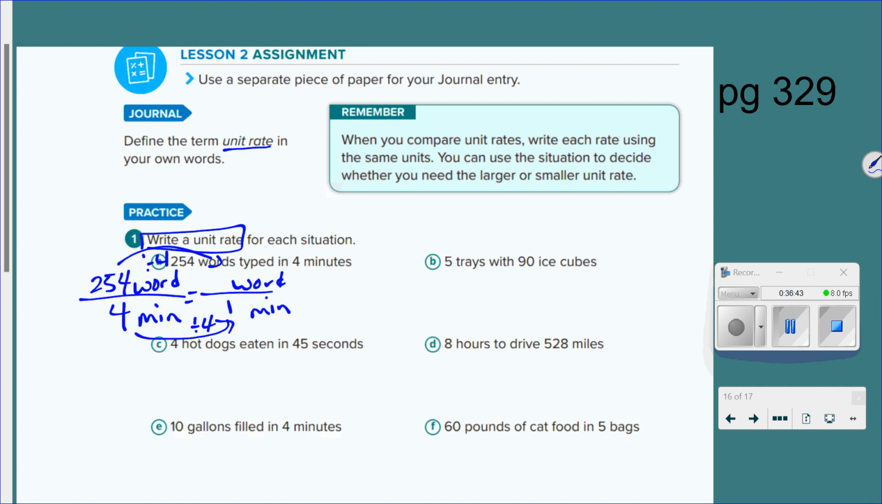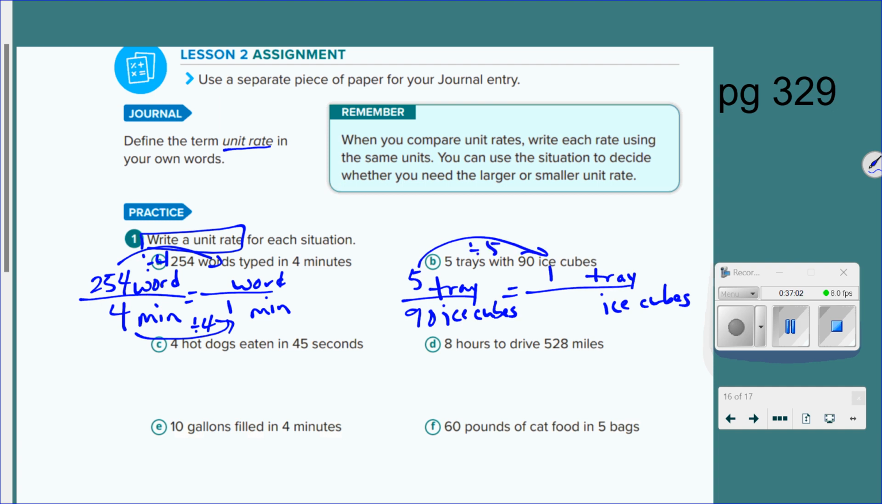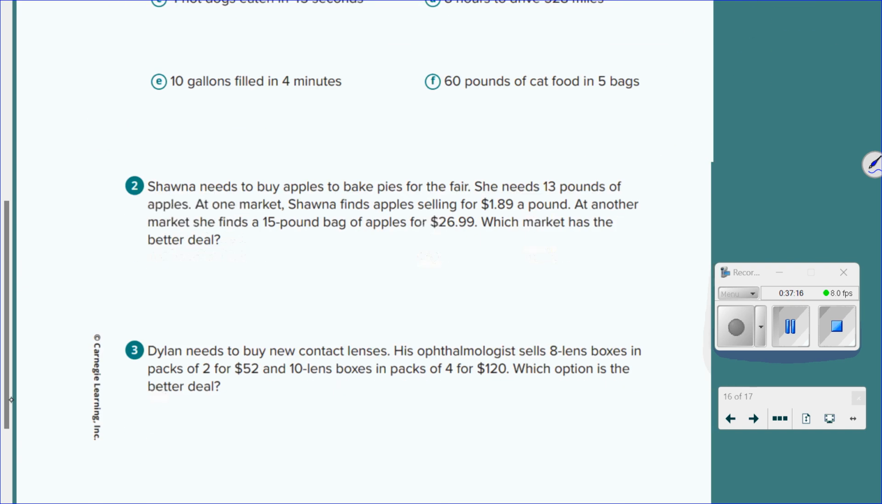Trade, ice cube, equals, trade, ice cube. Got 5 and 90. Which number is smaller? 5. That's the one I want to go to 1. It's going to make the math easier. Does that make sense? Everybody see what we're doing? You see what I should have on every single problem? Because I'm tired of seeing people that are just doing decimals, random multiplications. That's not good. Now, number 2, they've given us a 13 pound for $1.89 and 15 pound for $26.99.